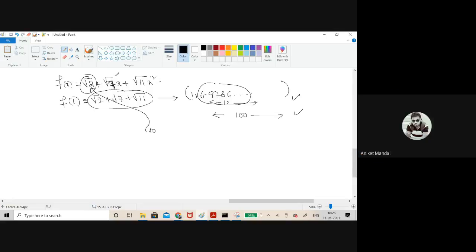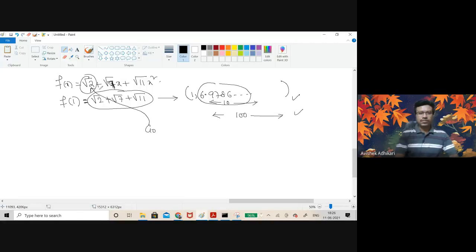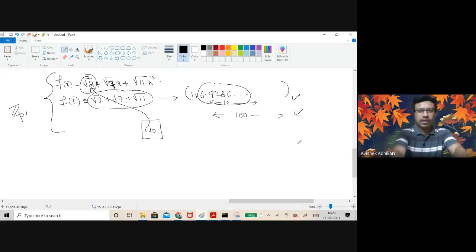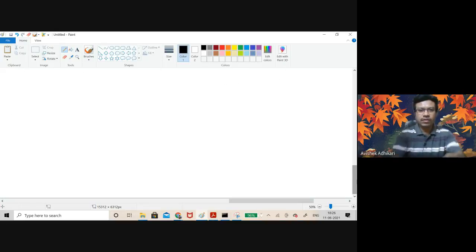Here, √2 is the key. Yes, √2 is the key. So the basic point would be how to implement it. To implement it, fortunately, the same algebraic calculation also holds in Zp. So for implementation issues, you will have 2 algorithms.